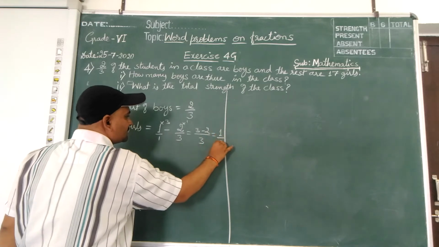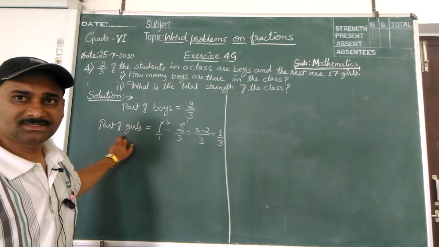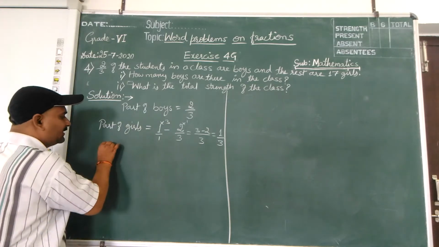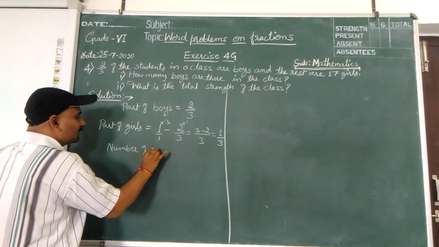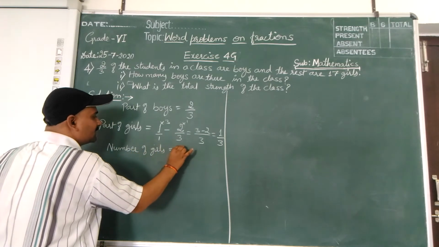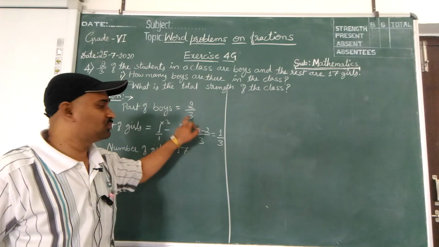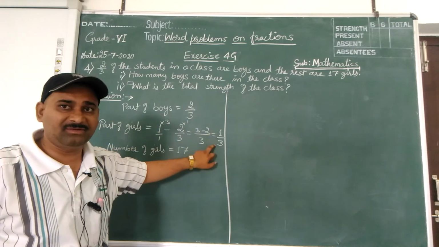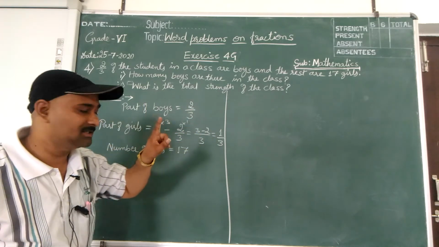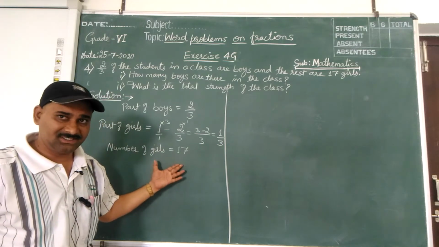So this is 1 by 3 parts are girls. But the number of girls is given, no children? The number of girls is 17. Part of girls is 1 by 3, because 2 by 3 boys means 1 by 3 girls. 2 by 3 plus 1 by 3 will be 3 by 3, 1 whole you will get. So part of girls is 1 by 3, number of girls is 17.